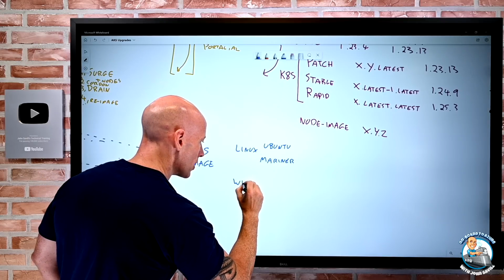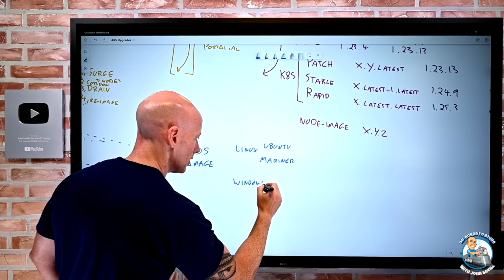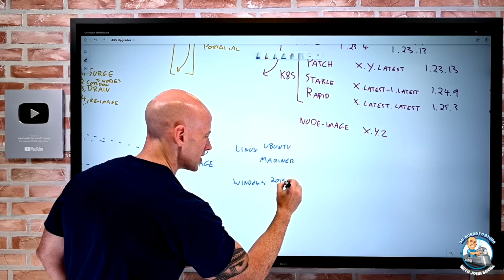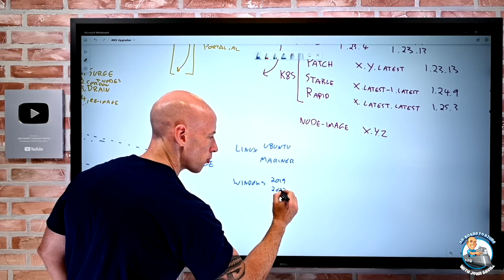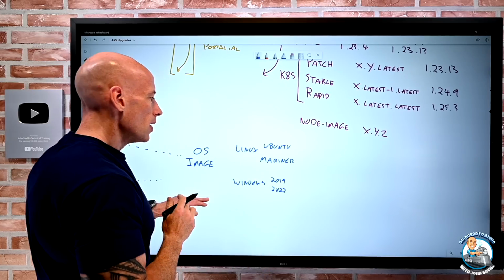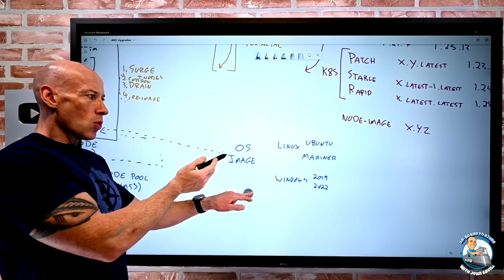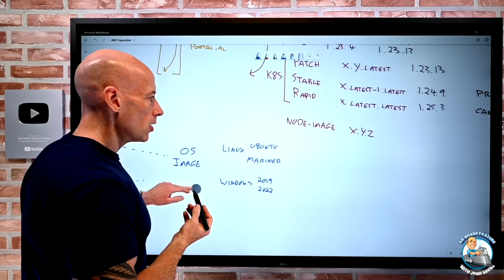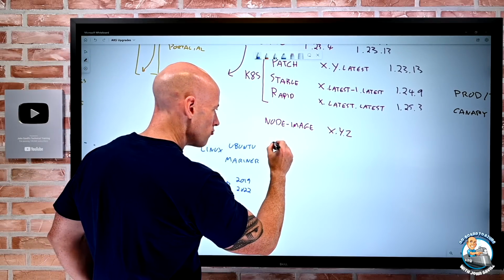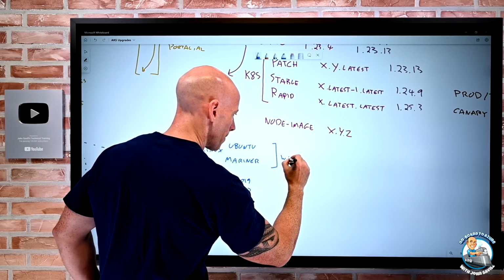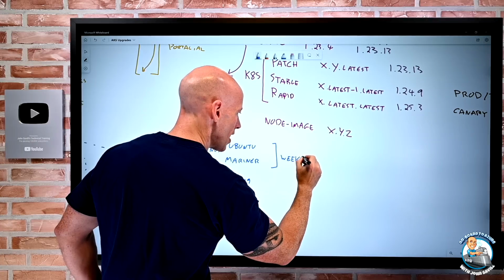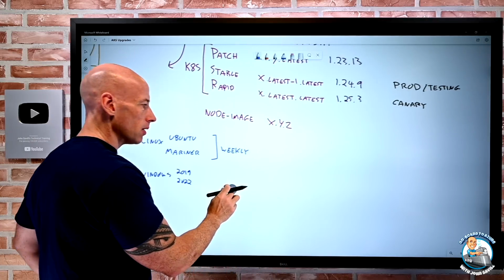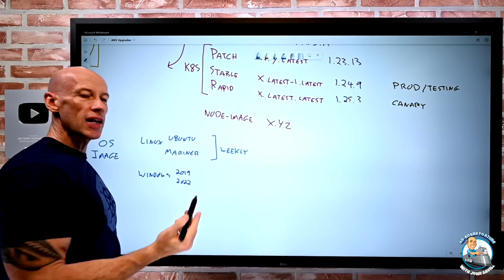And I can have Windows Server. I think today it's 2019 and 2022. Maybe that's in preview, could be wrong. So these images are what are used when I create nodes. For Linux, they rebuild these weekly. So every week they build a new version of all the different images they need.